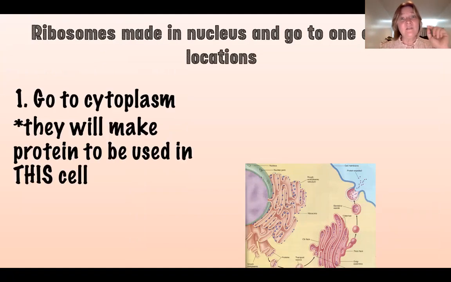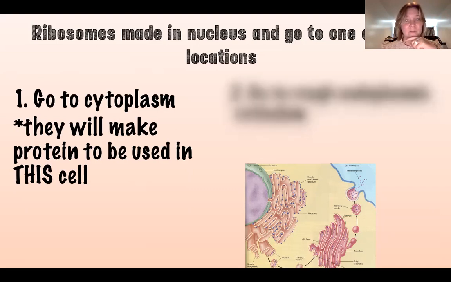So number one, if they go straight to the cytoplasm, they're going to make proteins that are going to be used for this particular cell. They're going to make, let's call them domestic proteins.